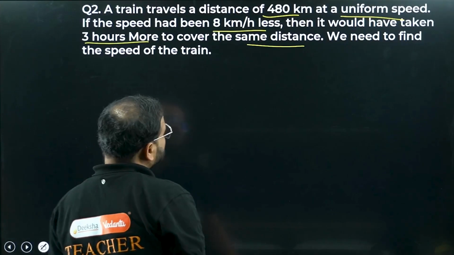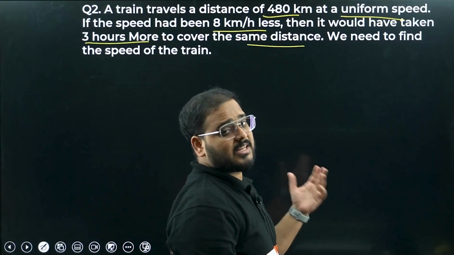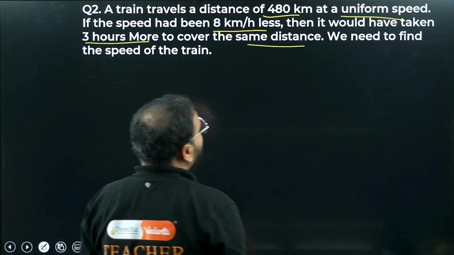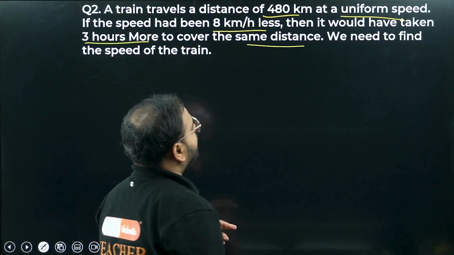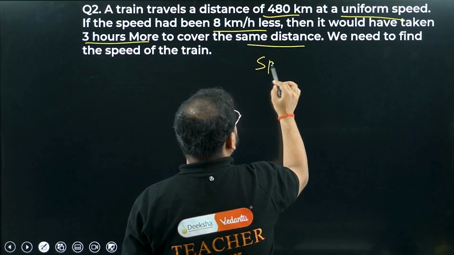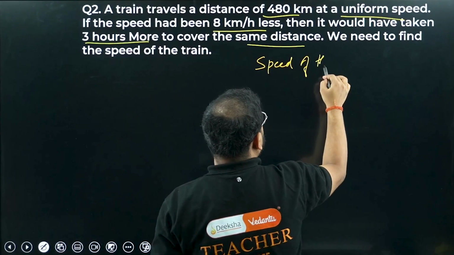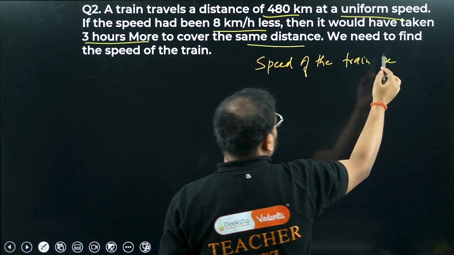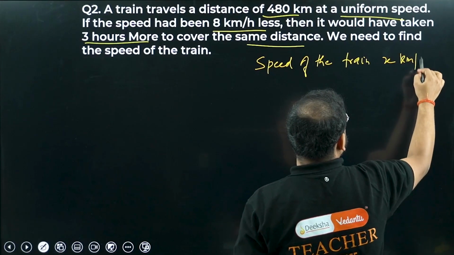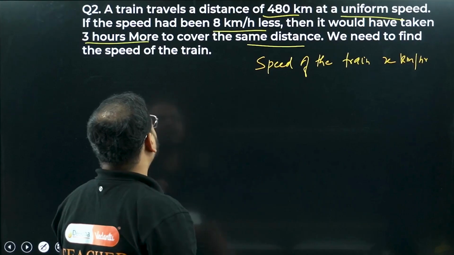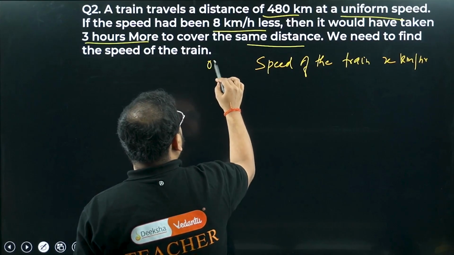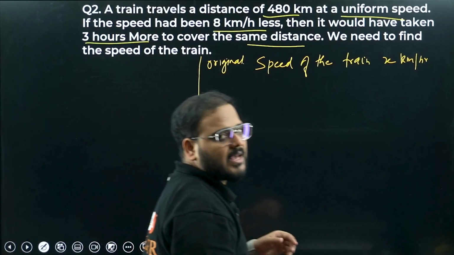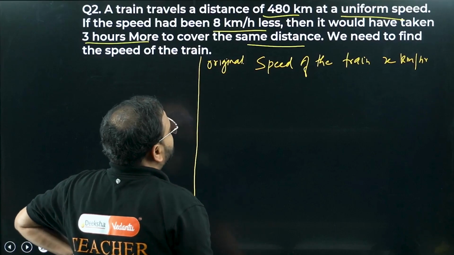Now why have I highlighted this uniform speed part? There's no acceleration, that's why. It's very important to know, otherwise everything will change. So we need to find the speed of the train. Let's take the speed of the train, original speed, as x kilometers per hour. Kilometer and hour is given, so kilometer per hour. Originally it's traveling at this speed, so original speed is x kilometer per hour.